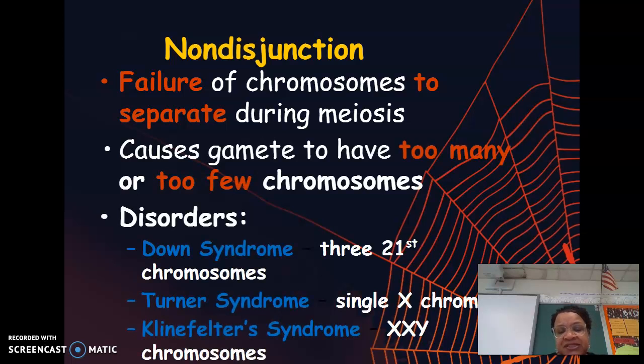Non-disjunction is the failure of chromosomes to separate during meiosis. It causes the gametes to have either too many or too few chromosomes. Disorders because of non-disjunction include Down syndrome. Down syndrome, you have 3 chromosomes on chromosome number 21. Turner syndrome are females, and instead of having 2 X chromosomes, they only have 1 X chromosome. Klinefelter syndrome are males, and instead of having just an X and a Y as a male, they have 2 X's and a Y.